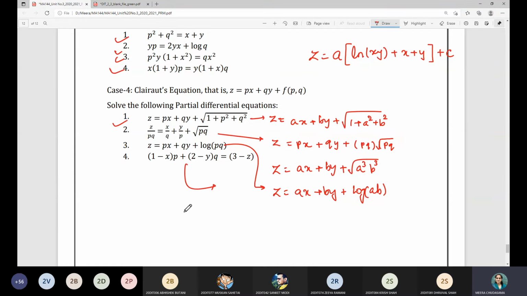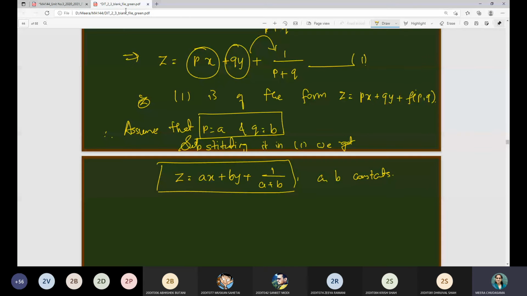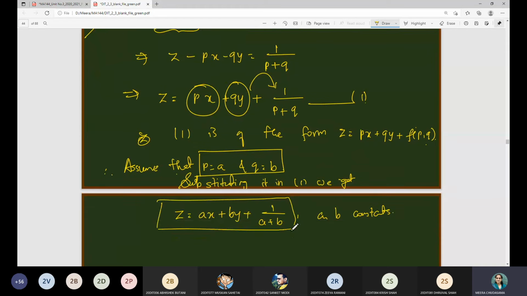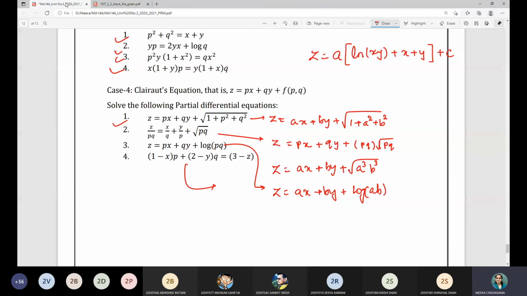Last one. Compute it. Let's see how to write it. The whole procedure I have given you here step by step. So from the given expression, write down z in terms of this one, then you write that statement. One is of the form this one, therefore assume that p is equal to a, q is equal to b. Substitute it in the given expression 1, you will get this as the complete integral, right? So you have to solve this. Do it quickly and tell me the answer.